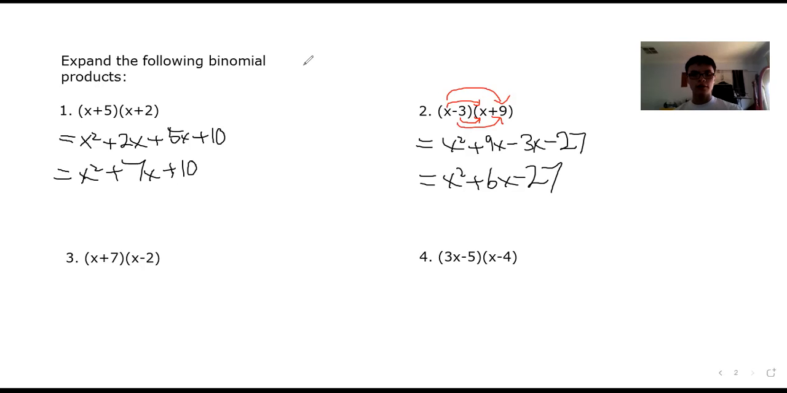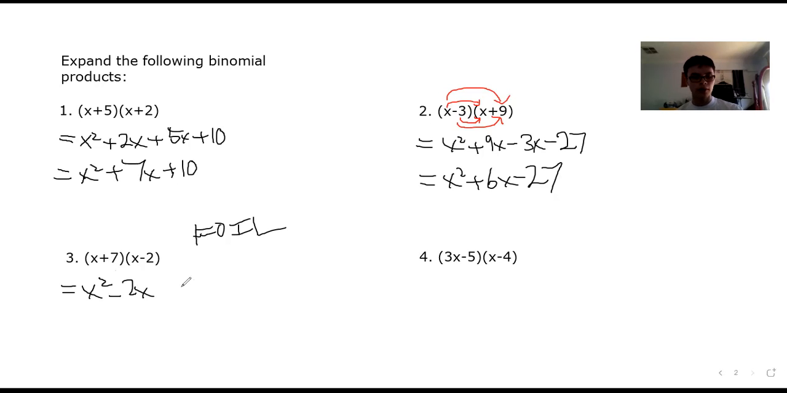And then moving on to the next question, we have x plus 7 multiplying that by x minus 2, both in brackets. So again, what do we need to do? We'll just write down FOIL, just so that we know. Sorry about my messy handwriting, I'm not very good at writing on here. So let's start off with F. Multiplying the two x terms together, we get x squared. And then moving on to O, we get -2x.